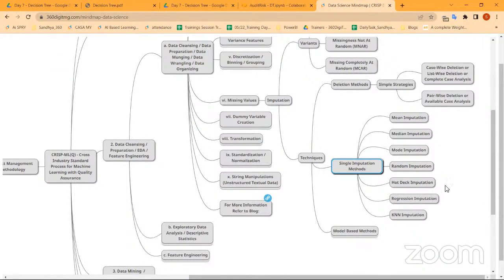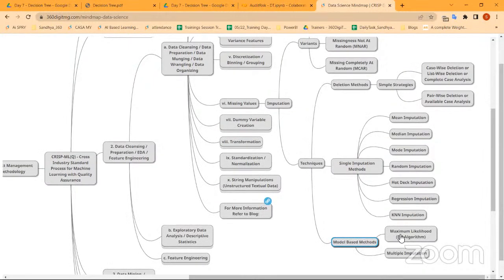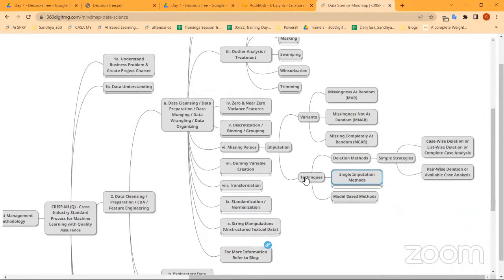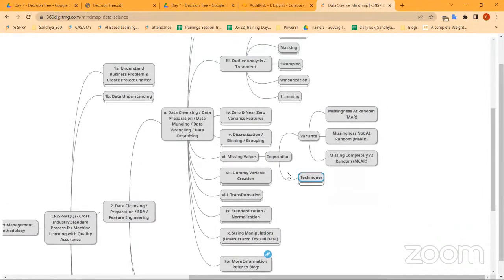Then we do have regression imputation, and of course KNN imputation. And we do have model-based imputations like maximum likelihood, the EM algorithm, and of course multiple imputation. So these are the various techniques, friends, that are available when you want to handle the missing values. But in our current data, we don't have any missing values, so we can just straight away go with the example.